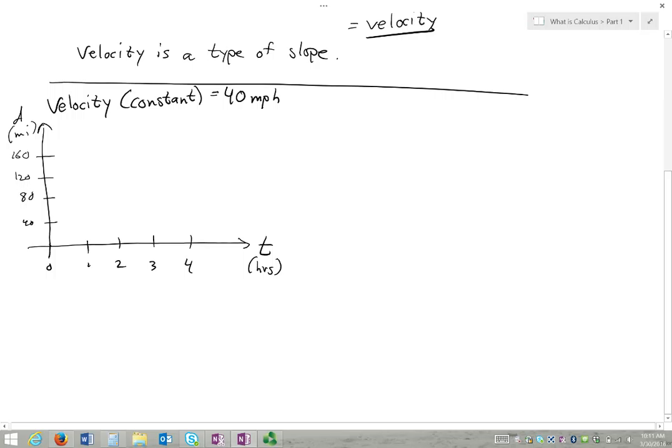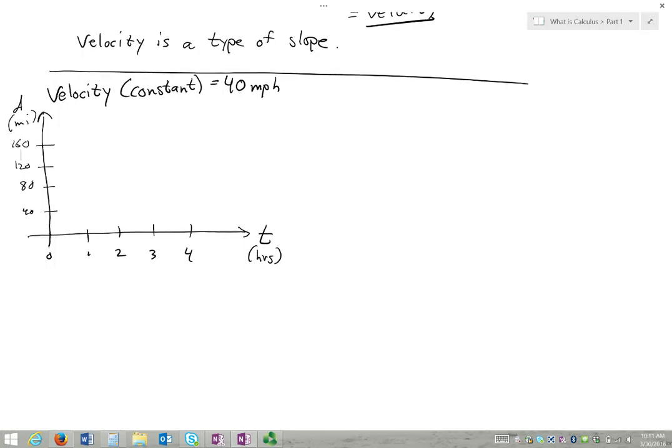All right, so after 0 hours, we haven't gone anywhere yet. After 1 hour, we've gone 40 miles. After 2 hours, we've gone 80 miles. 3 hours, 120. 4 hours, 160. And so we can connect these basically in a straight line.